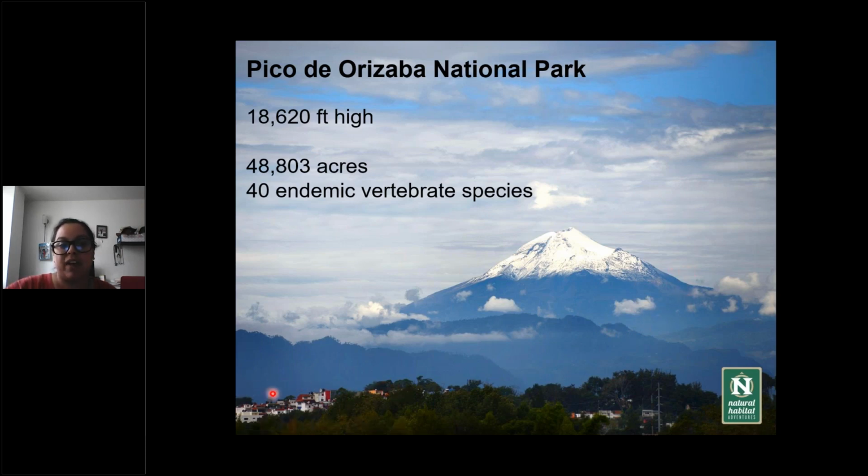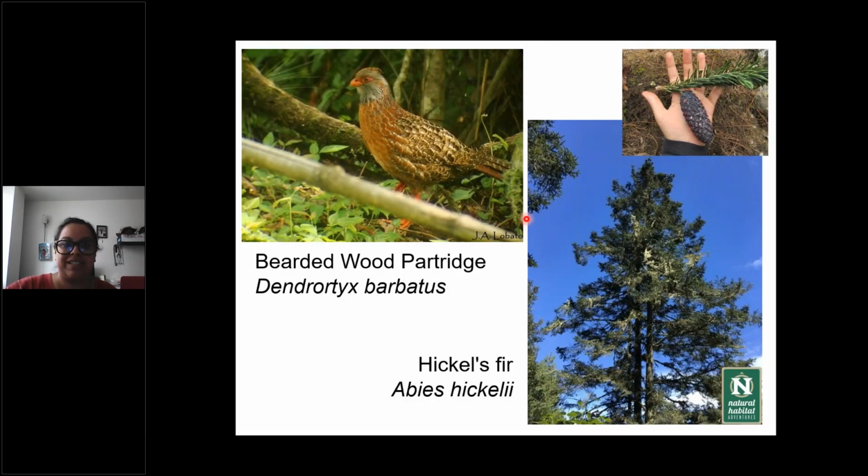You can see some of the houses right here on the corner of the image. So very close to the park, there are urban centers. One of those endemic vertebrates is this bearded wood partridge, this bird right here. And if you remember, on one of my previous webinars I mentioned Mexico hosts number one in pine endemics. So this, the Abies hickelii, is an endemic fir in this area of the Pico de Orizaba. It's only found around this place in Mexico.